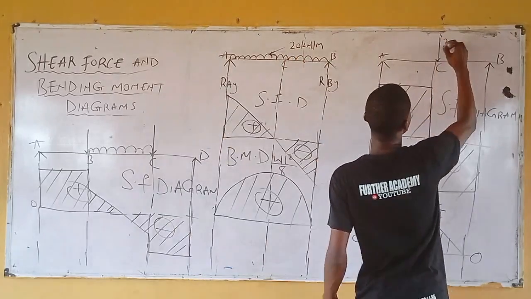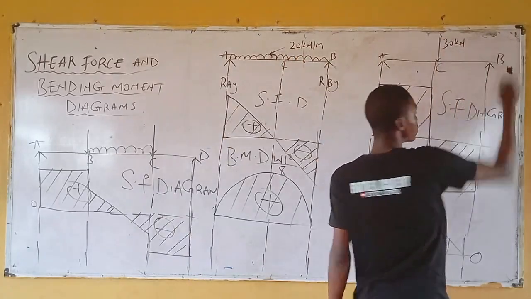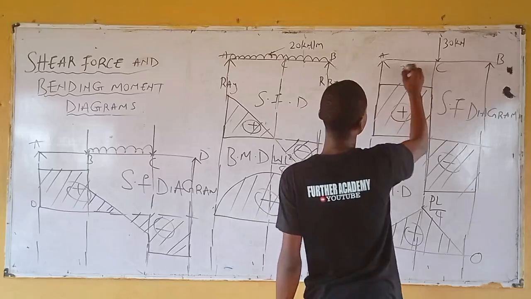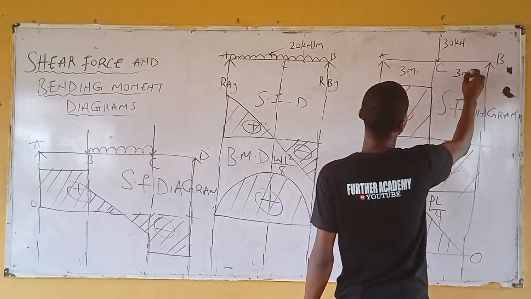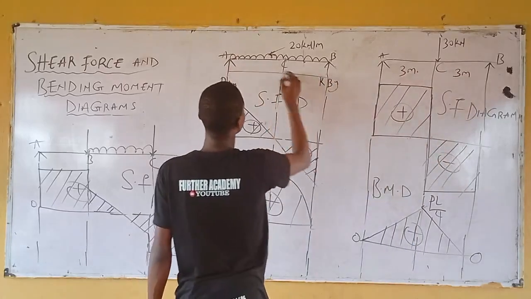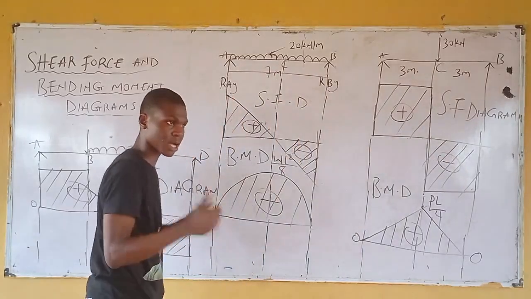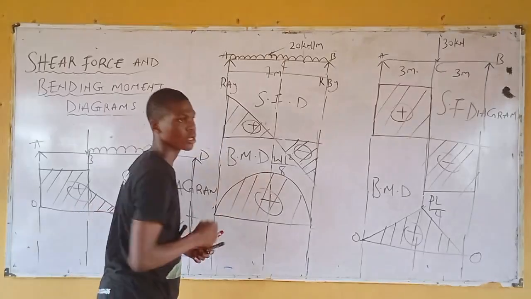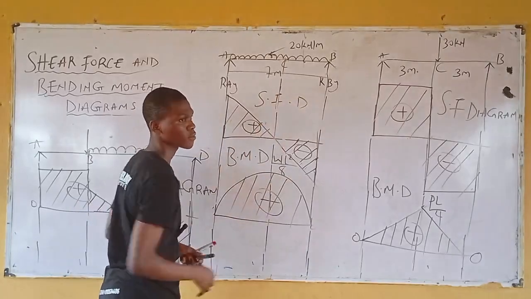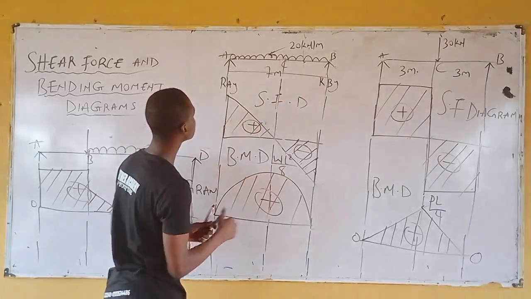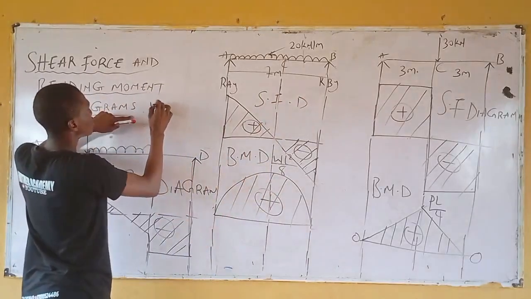Now say this beam is loaded with 20 kilonewton per meter. And say this is loaded with 30 kilonewton, just 30 kilonewton. Where this length is 3 meter, this is 3 meter. The total length here is 7 meter. Instead of you doing bending moment calculation, just give me the value here. Substitute this. What do you have?